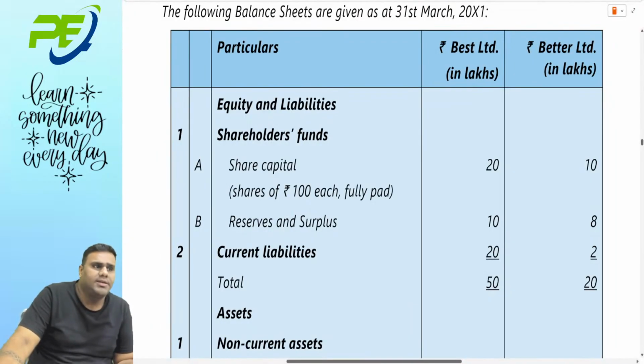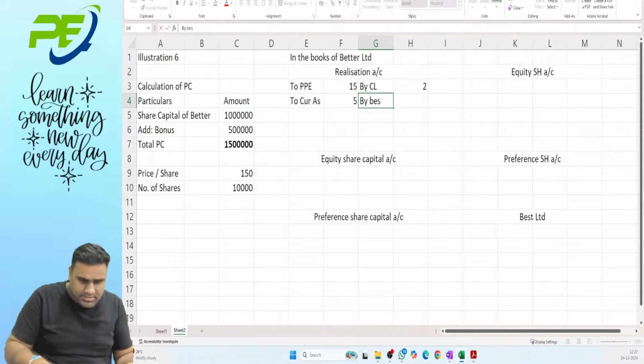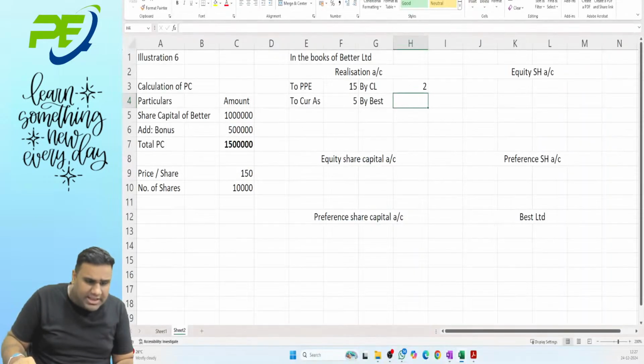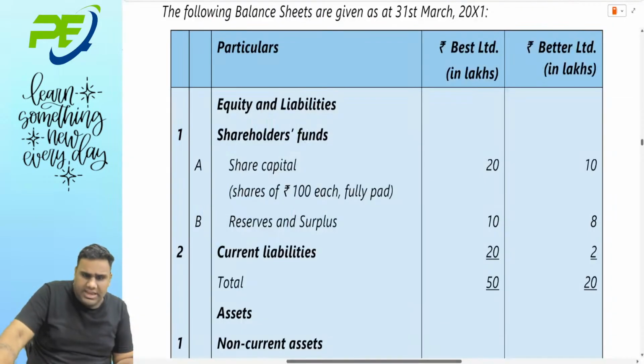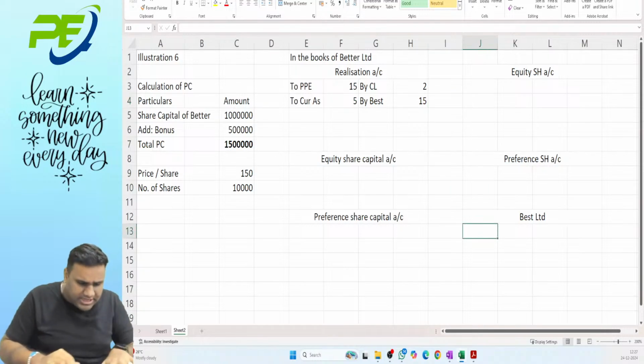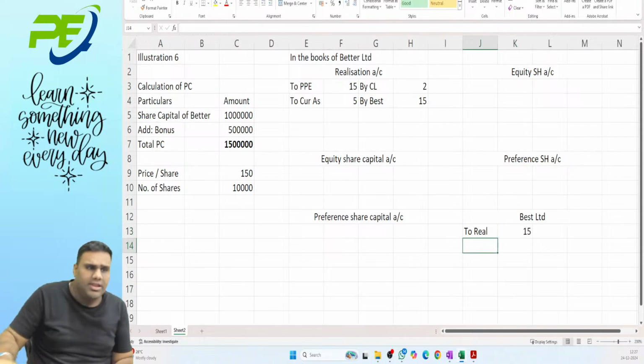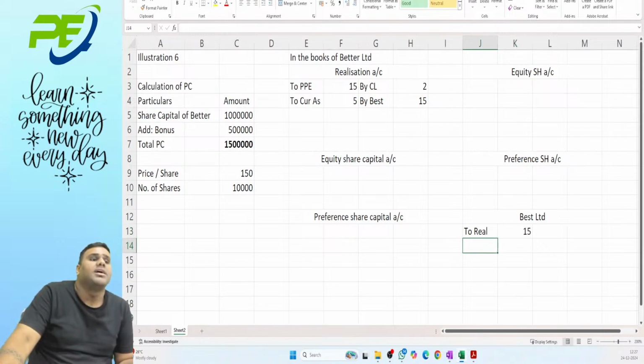Next. Best Limited to realization. So by Best Limited, we calculated already 15, and all the numbers are in lakhs, we'll keep in lakhs. And immediately I'll post it here also, to realization 15.